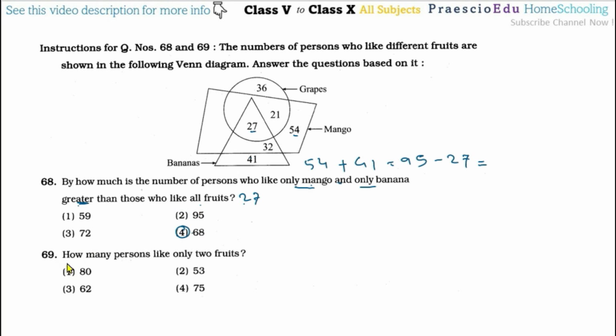Then question number 69. How many persons like only two fruits? So only two fruits means this 21 and 32, meaning 21 is grapes and mango. These two fruits are liked by 21%, and mango and bananas are liked by 32%. So 21 plus 32: 1 plus 2 is 3, and 2 plus 3 is 5, so 53. So 53 means option number 2 is the correct one.